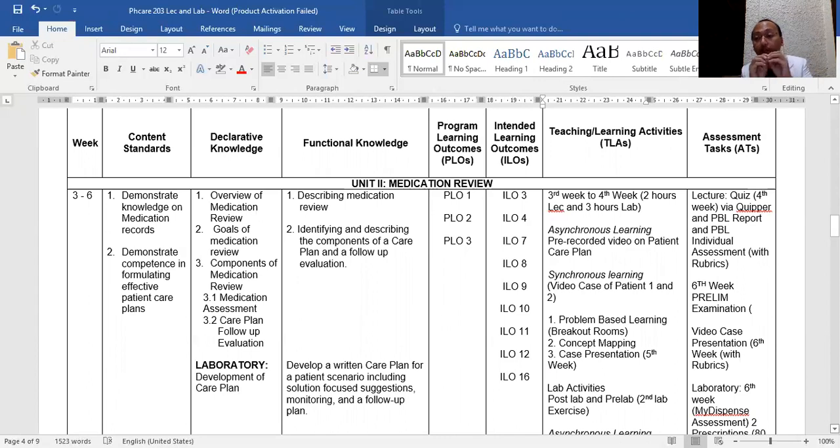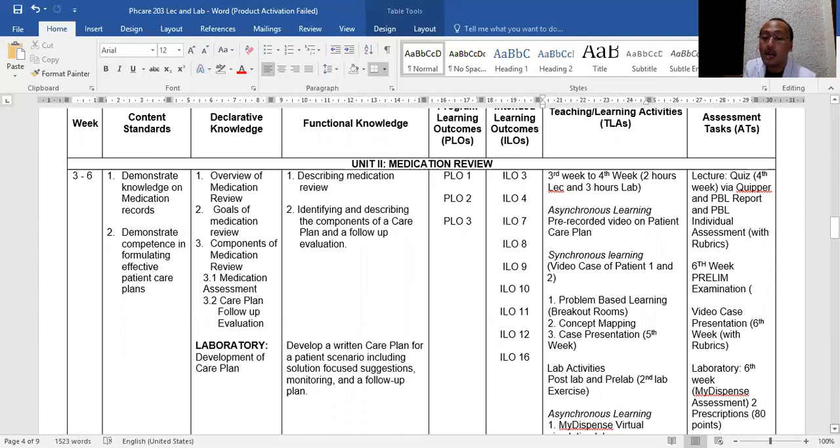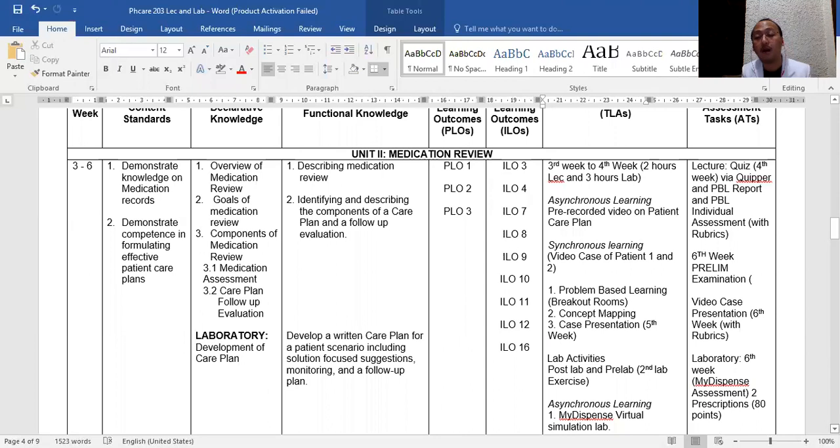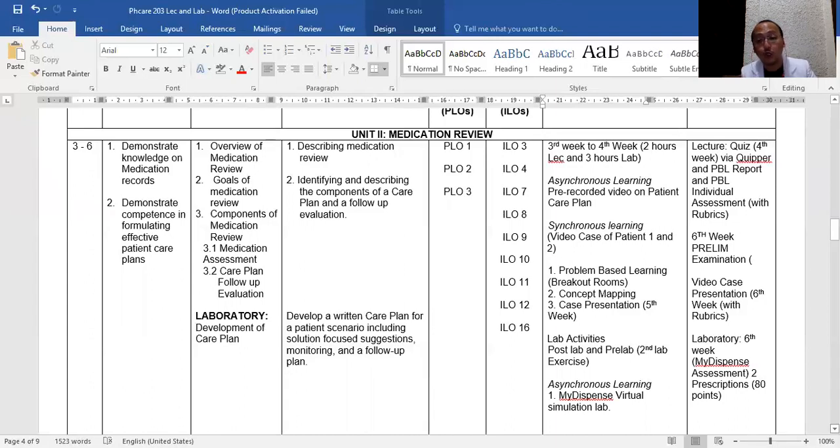You're going to have breakout sessions. You're going to have concept mapping for critical analysis of a certain problem, and also a case presentation on week number 5. Our laboratory activities will be tackling the post-lab and pre-lab on the second lab exercise. Asynchronous learning will be more on My Dispense virtual simulation.